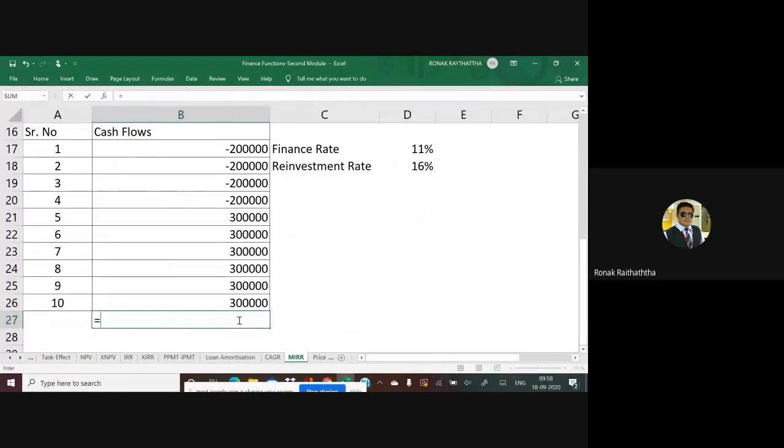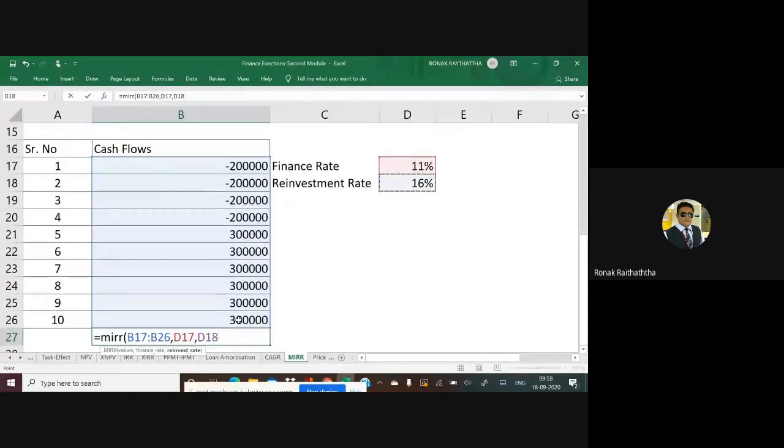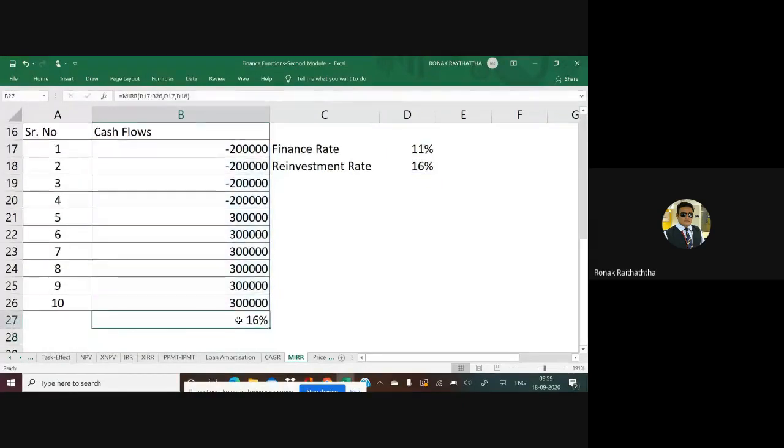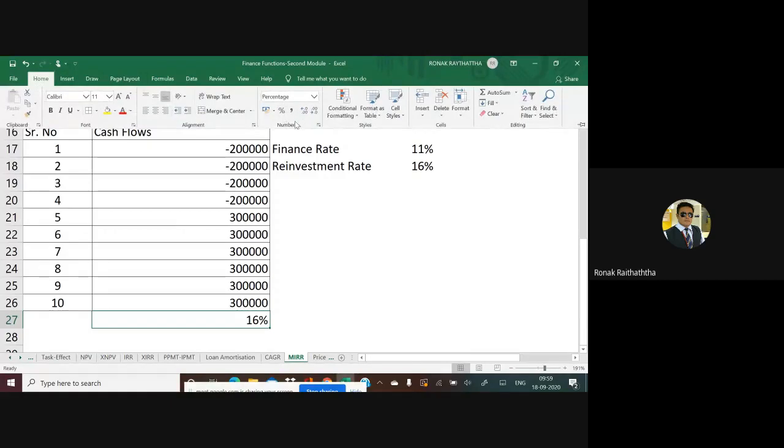So let me do it for all. MIRR equal to selecting all the values, comma, finance rate shall be the 11 percentage, comma, reinvestment rate shall be 16 percentage. Closing the bracket, pressing enter, and I got 16 percentage. But that is the wrong answer. It needs to be rounded off. From the number section, I go to this one, next to the comma style. Here we have increased decimal and here we have decreased decimal. So I am going to increase decimal. So it comes at 16.36 percentage.